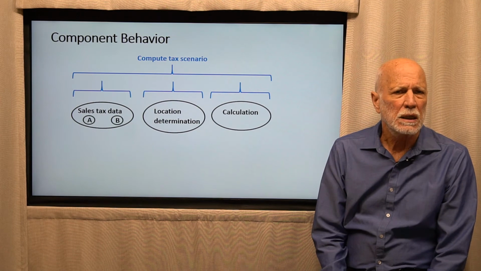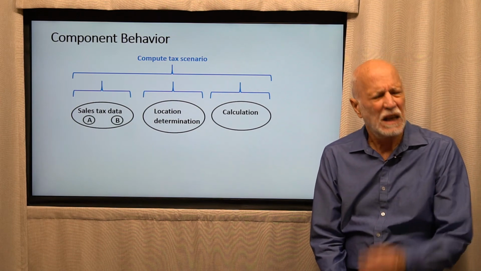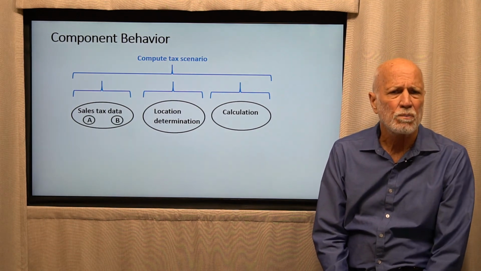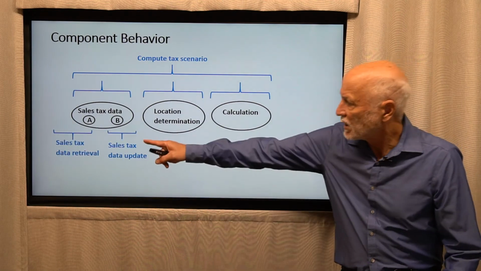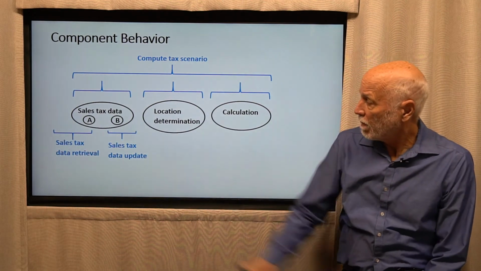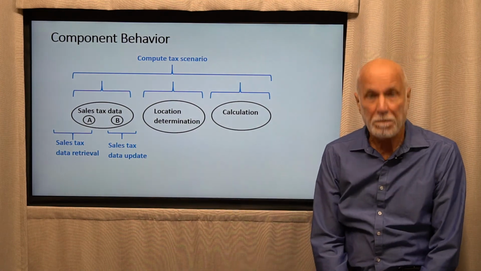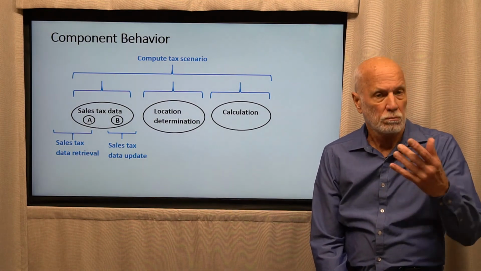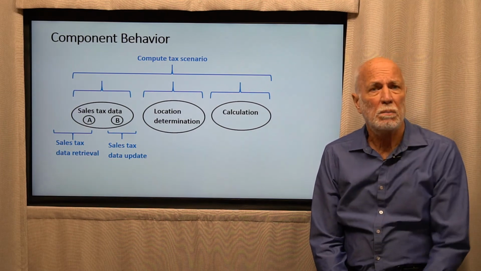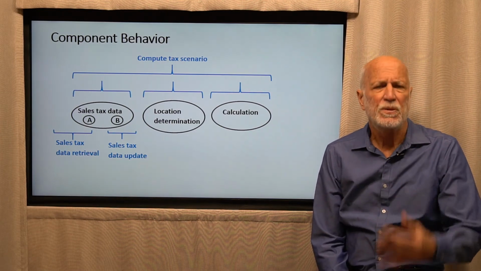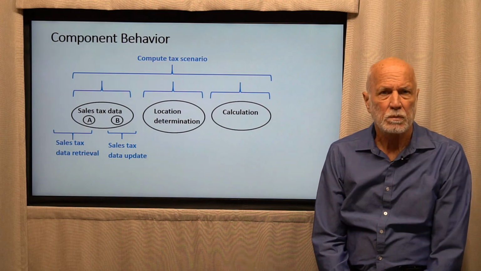In addition, each one of these little components could even be broken down farther. For example, sales tax data could be broken down into the sales tax data retrieval and the sales tax data update. Scenarios all the way down, some determined by the triad, some determined by the developers.